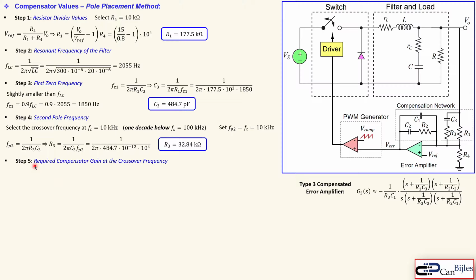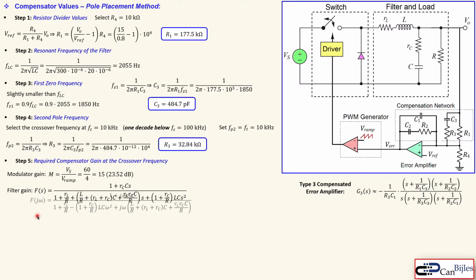Step 5 is we need to now look at how much compensator gain we need in order to get at the crossover frequency we have selected, because there's a gain which might be not 0 dB or 1, so we need to compensate that. Now, the modulator gain, we already know that is 15, so 60 over 4, that is given in dB as 23.52 dB.